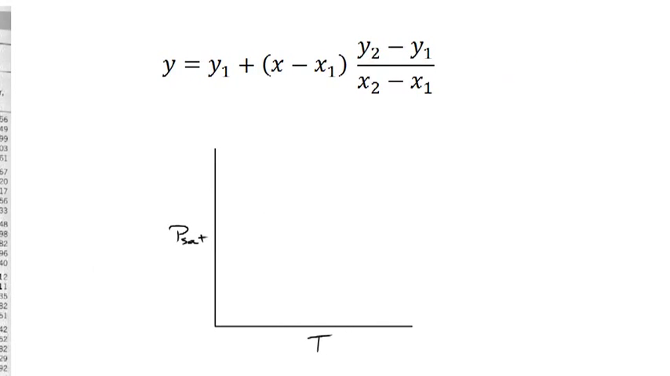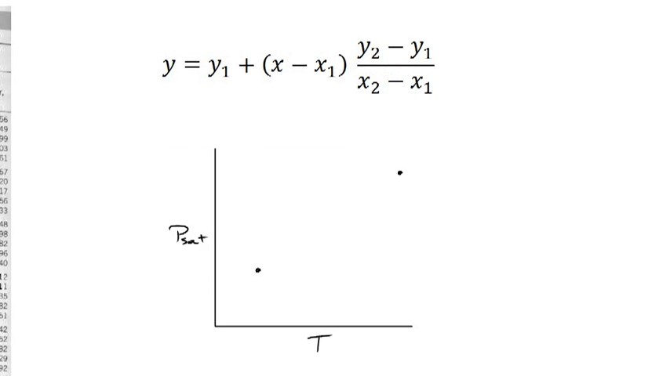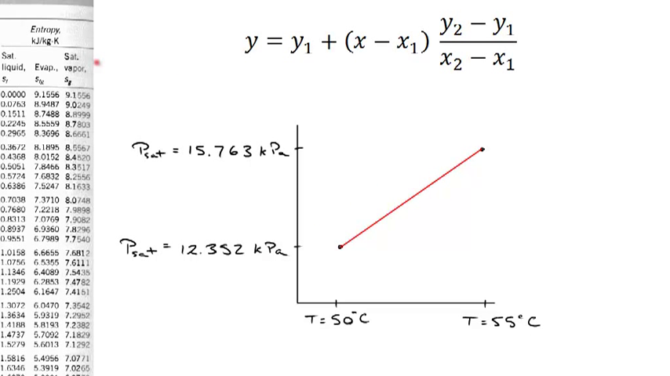And what I mean by linearly interpolate, let's say here we are at 50 degrees C, there's some saturation pressure, and at 55 degrees C, there's some other saturation pressure. In this case, the pressure is a little bit higher. And let's draw a line between the two. We're going to assume a linear dependence between those two. So here are the two data points we have on the table, the saturation pressures at 50 and 55 degrees C. We drew a line between them, and we want to figure out what is the saturation pressure when T is equal to 53 degrees C. So 53 degrees C would be somewhere right here between the two. We want to figure out what is P sat at this location.